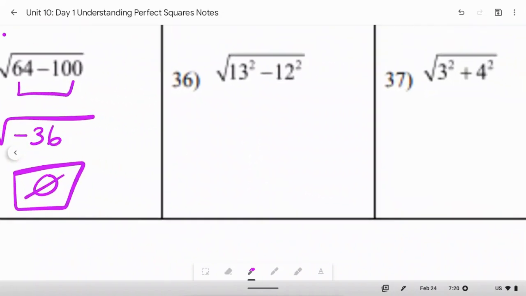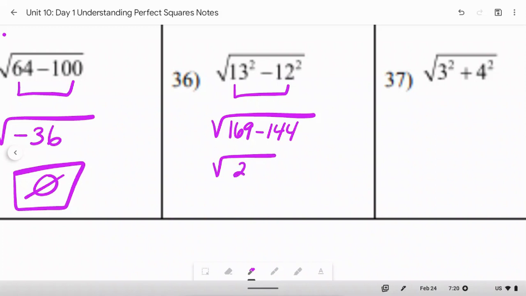Same thing with 36. I need to simplify what's underneath the square root first. So I'm going to do the exponents first. So I get the square root of 169 minus 144, because that's 13 squared and 12 squared. When I subtract these, I get the square root of 25, and then I know that simplifies to just 5.